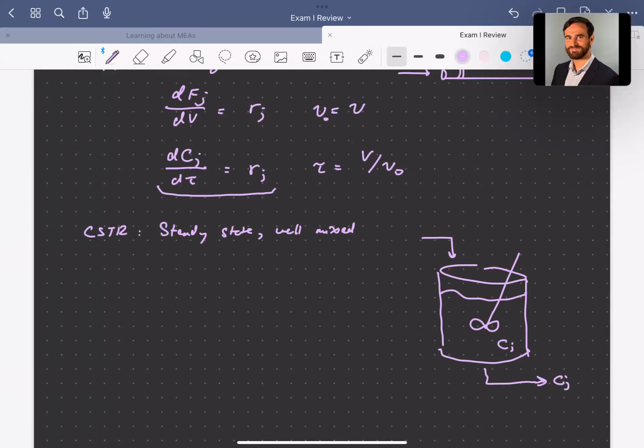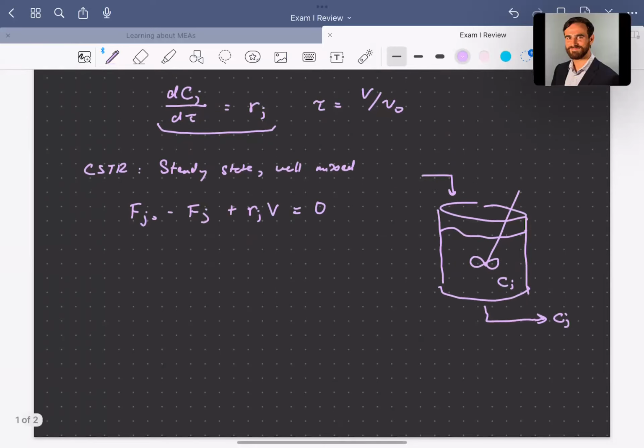So the general mole balance for the continuous stirred tank reactor is now an algebraic equation rather than a differential equation. And if it's constant density, so we have a constant volumetric flow rate, we can write this in terms of concentration and our residence time, tau.